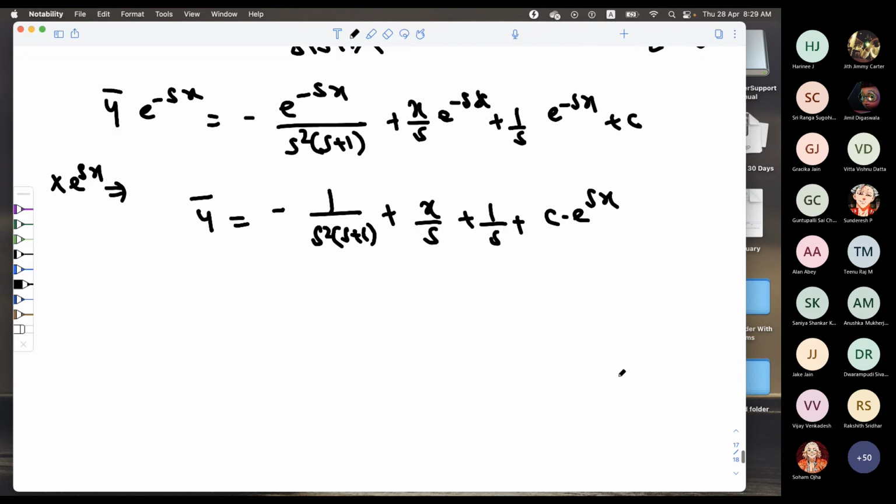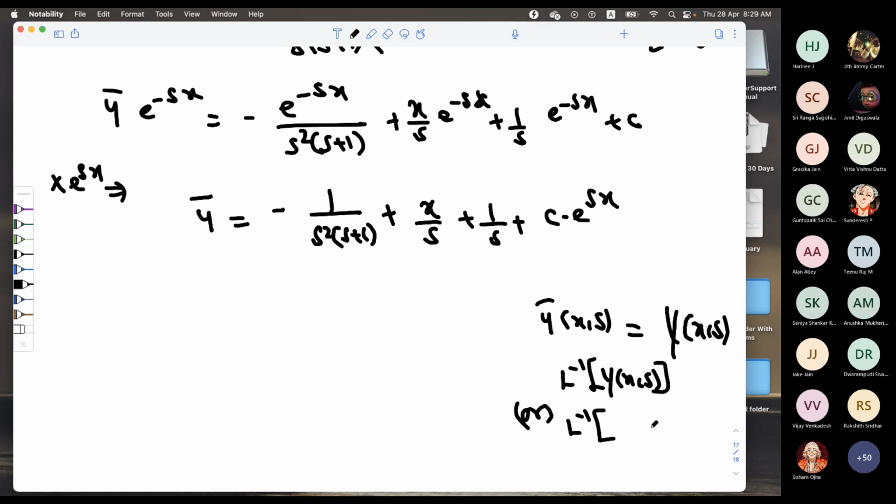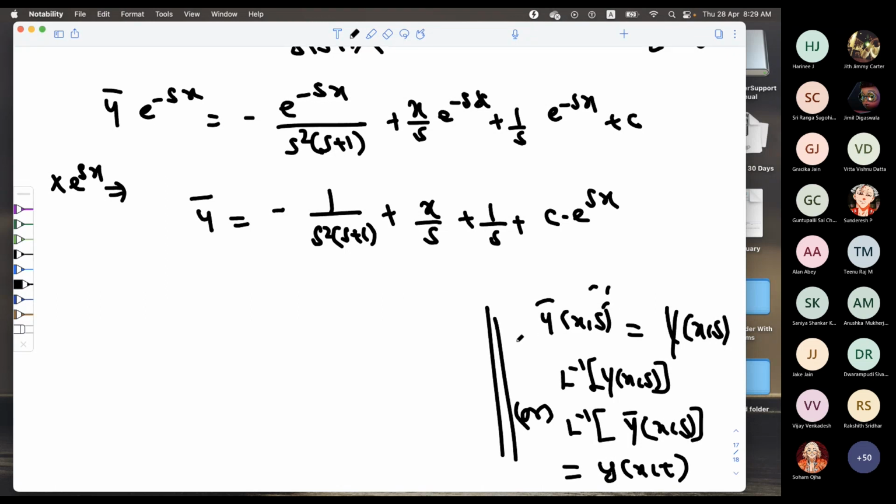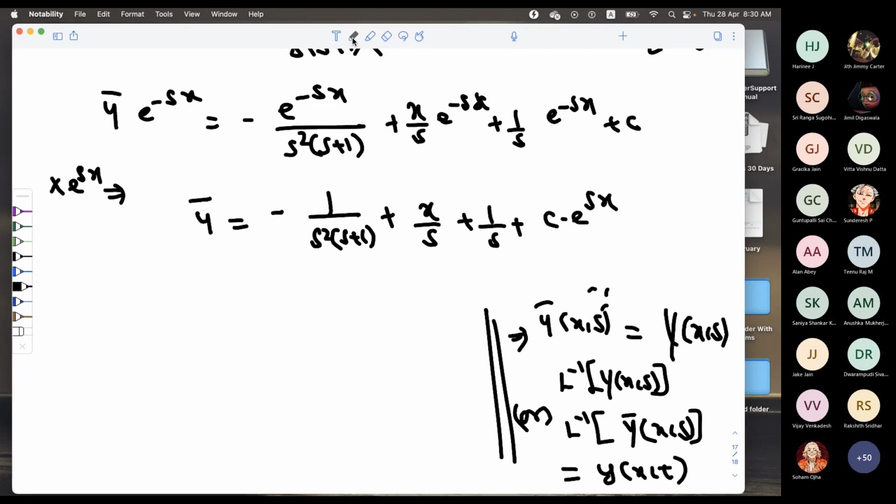Clear, sir. Yeah, fine. Now we want to apply the inverse Laplace transform. Y bar of x comma s means nothing but our y of x comma s. If I take L inverse of this y bar of x comma s, the meaning is that it is going to provide this y of x comma t. Okay, this is the meaning. So here we want to apply the inverse Laplace transform.